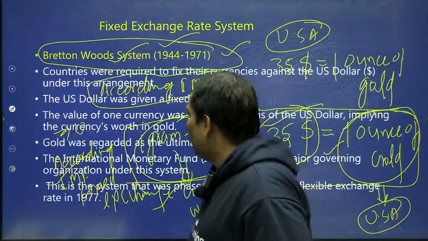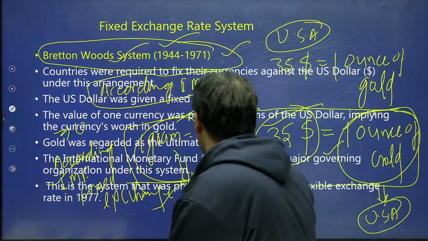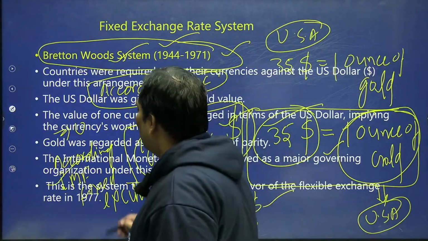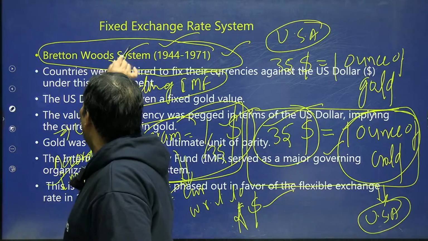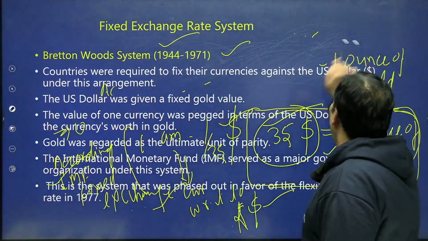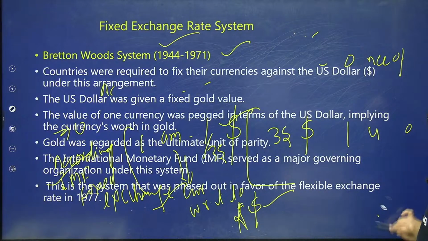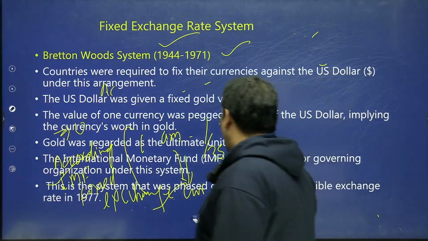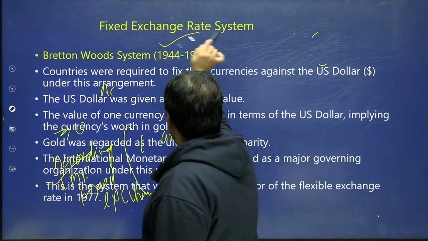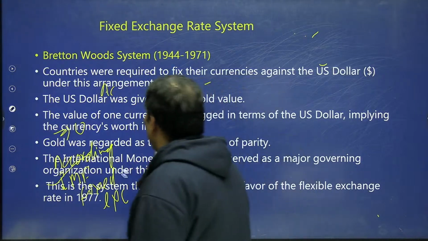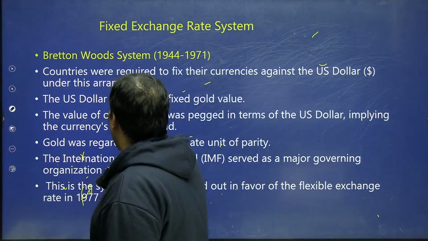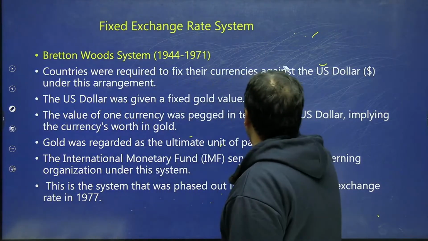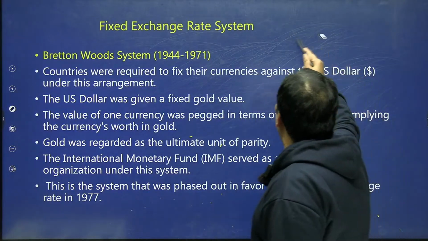But we also abandoned this system because of the then US president. Before that, let me tell you, there is something which is known as the Triffin dilemma. Although it is not needed, they may ask any time. Please try to understand why we abandoned this system and why the international community was forced to adopt the floating exchange rate system.